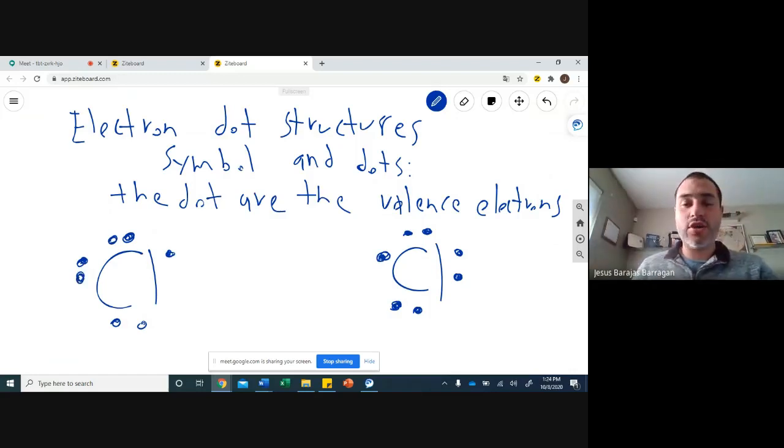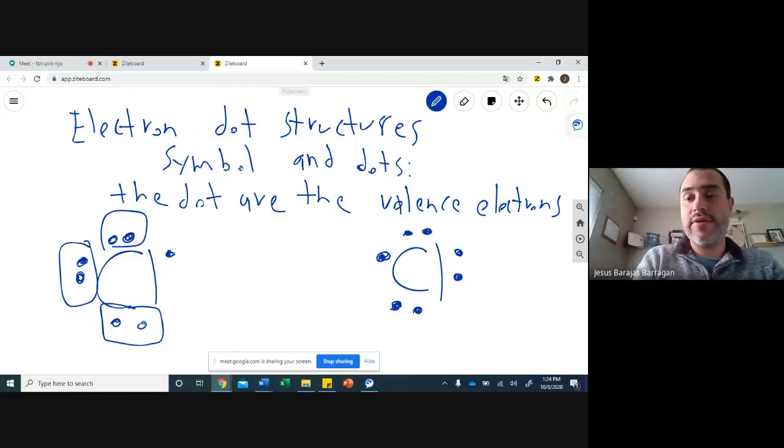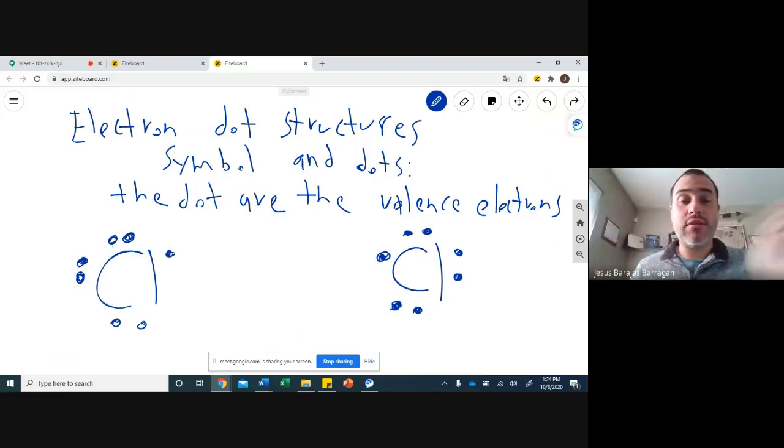Yes, that's 7. So it really doesn't matter where you put them as long as you pair them. These guys are in pairs. This guy is in pairs. This guy is also in pairs. And that guy is lonely. But anyway, the electron dot structure for chlorine is that. All it is, is look for that Roman numeral. That's the number of dots around the symbol of the atom you're supposed to determine the electron dot structure for.